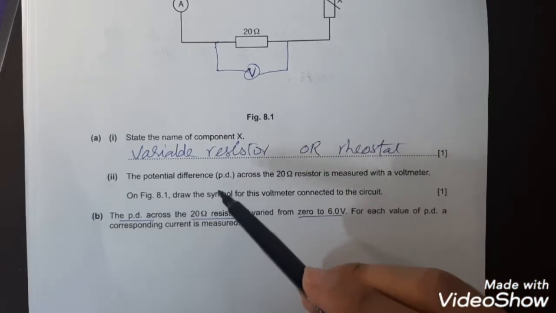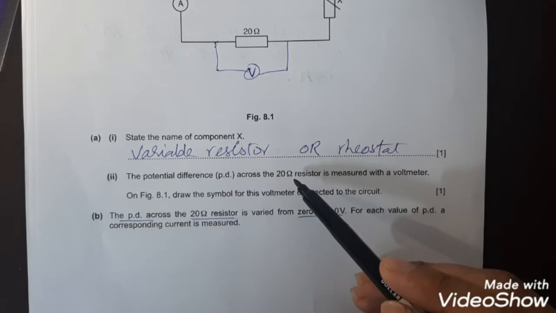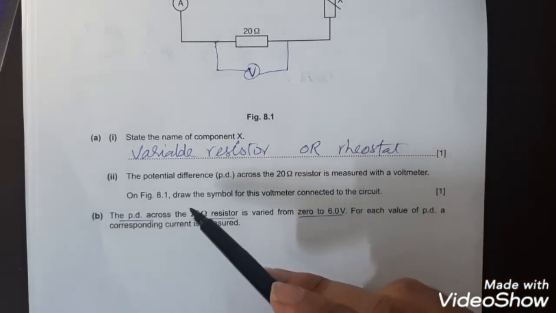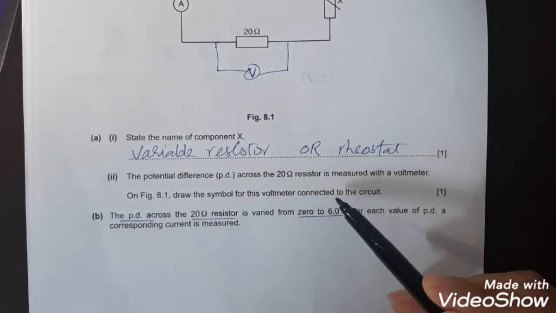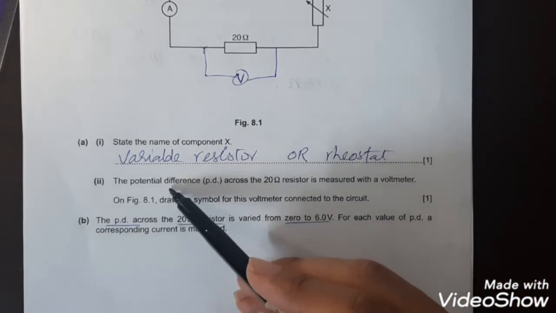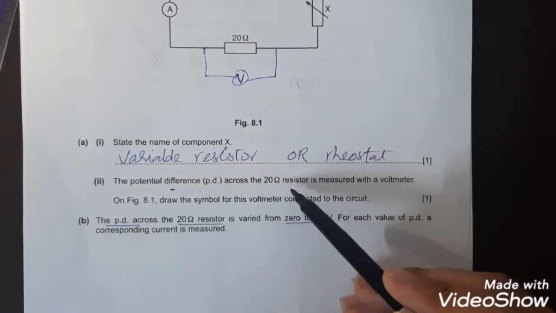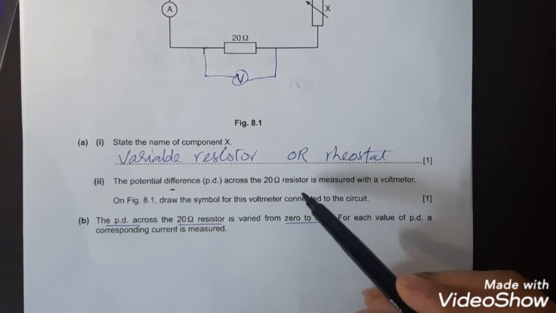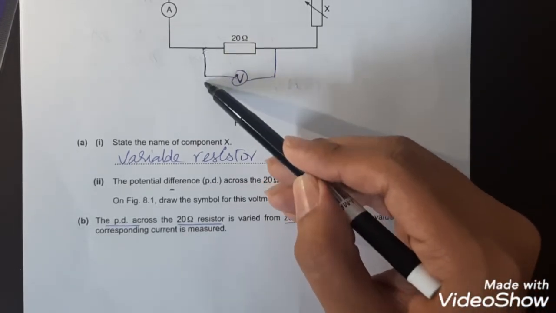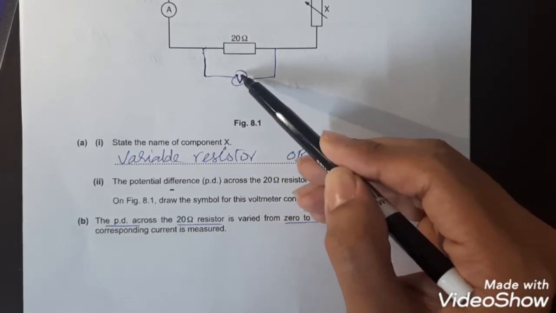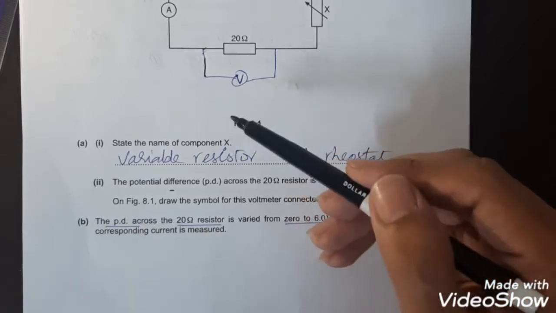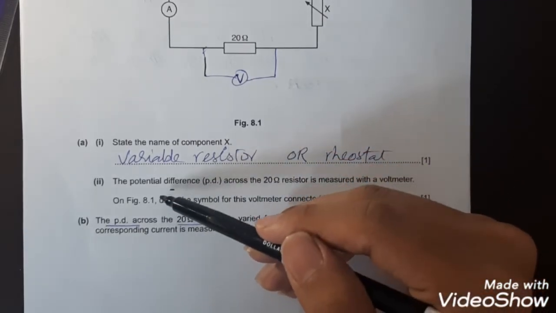Then part 2 states the potential difference across the 20 ohm resistor is measured with the voltmeter. On figure 8.1, draw the symbol of the voltmeter connected to the circuit. So over here, the voltmeter is across the 20 ohm resistor. So from here a separate line will be drawn, and over here a voltmeter will be connected, which is labeled as V. So this is what we will write in part 2.